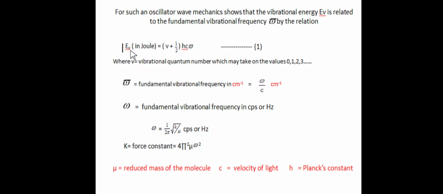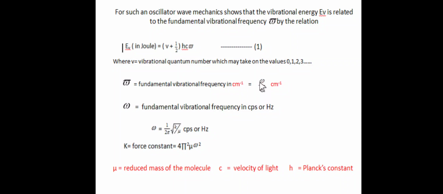So here Ev, the vibrational energy in joules, is given by the equation as per wave mechanics, that is (v + 1/2) hc omega bar. This is equation number 1, where v is the vibrational quantum number and its values are 0, 1, 2, 3, 4, 5 and so on. In this equation, h is the Planck constant and c is the velocity of light. Omega bar is the fundamental vibrational frequency in centimeter inverse. So here omega bar is equal to omega by c.